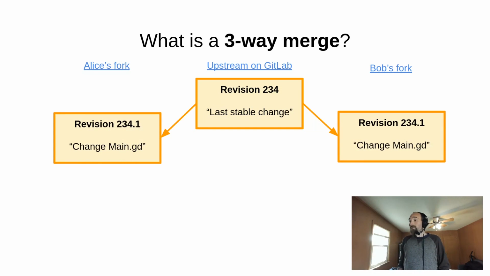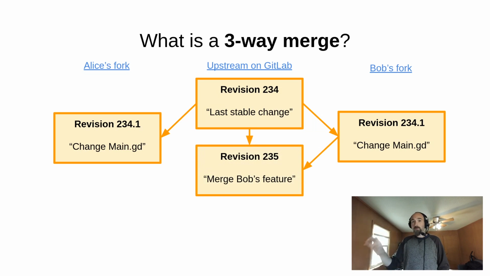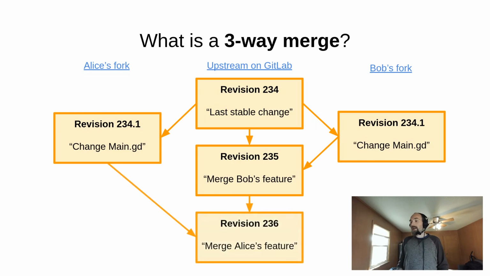Now, Bob's changes get merged back into the upstream first. That means this could probably be just a fast-forward merge. And then Alice's changes get merged into upstream second. And it's at this point, at this revision 236, when we're merging Alice's changes, that the three-way merge takes place.